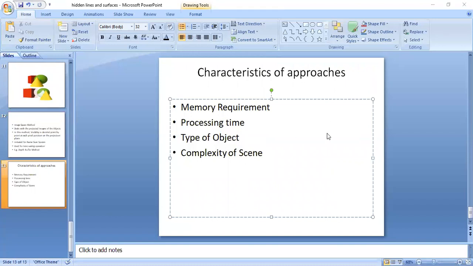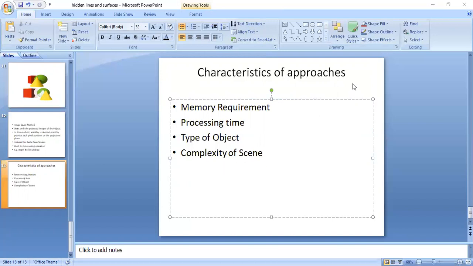Either we are dealing with a solid object or we are dealing with a transparent object. We have to see that also. There are algorithms for transparent objects also. So whether we should use object space method or image space method depends upon the type of object. Are you dealing with solid, opaque objects or transparent objects? There are a few algorithms that also work for transparent objects.